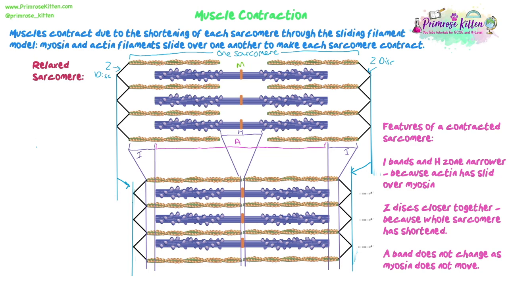So the Z discs are now closer together. So the distance between them has got shorter. The whole sarcomere has shortened, and we can show that. And then lastly, we need to look at the A band.